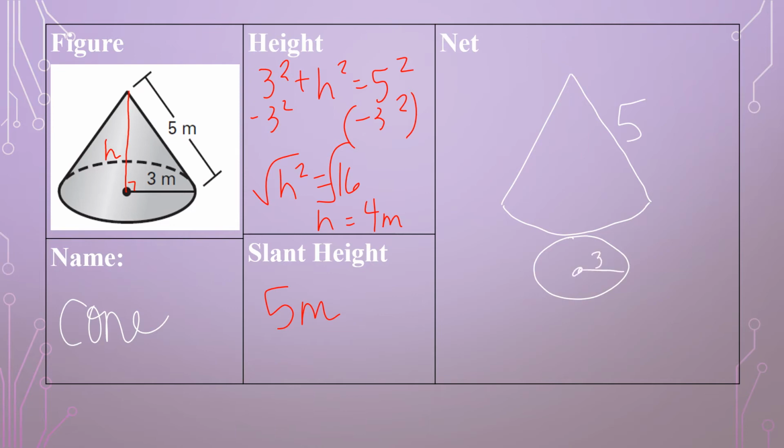Okay, there, 3. We do not know what the length of this is, because it's not on that shape. And we also don't know what the length of this is until we figure out the circumference of the circle.